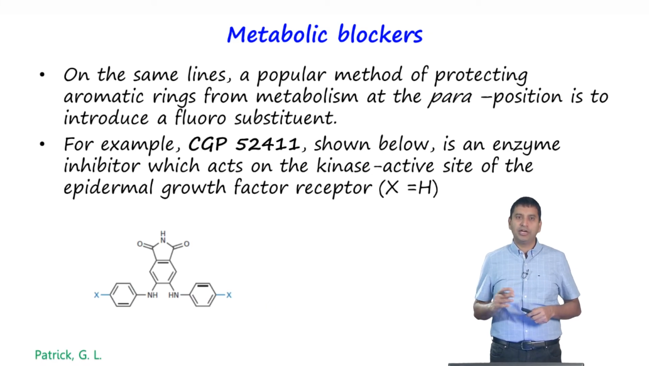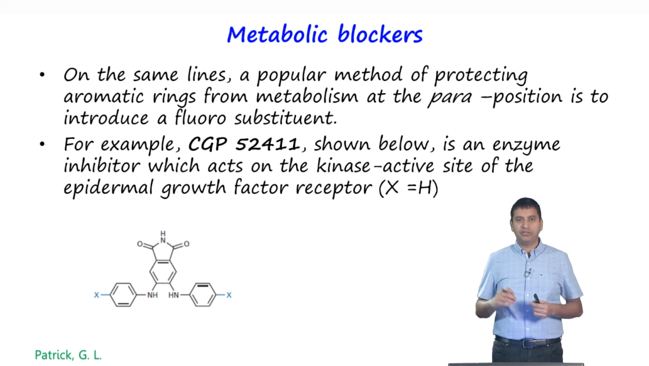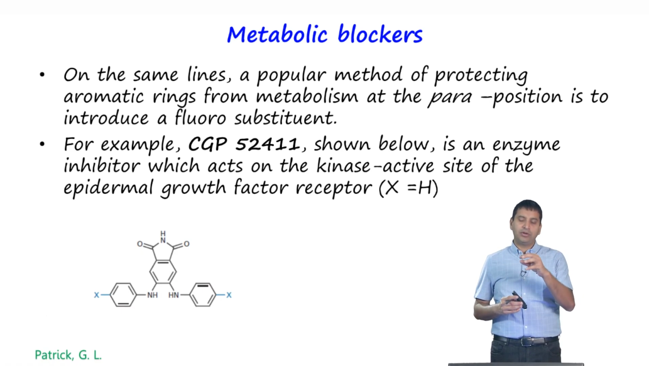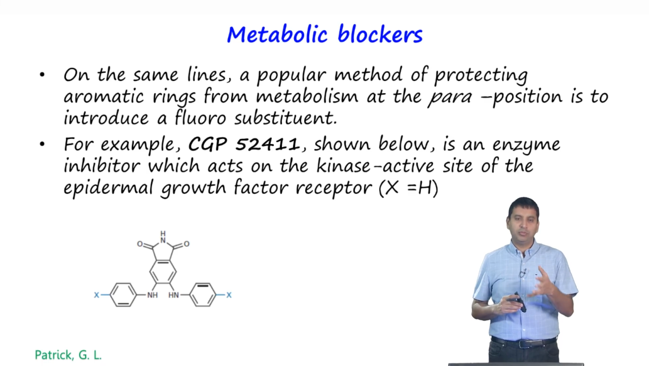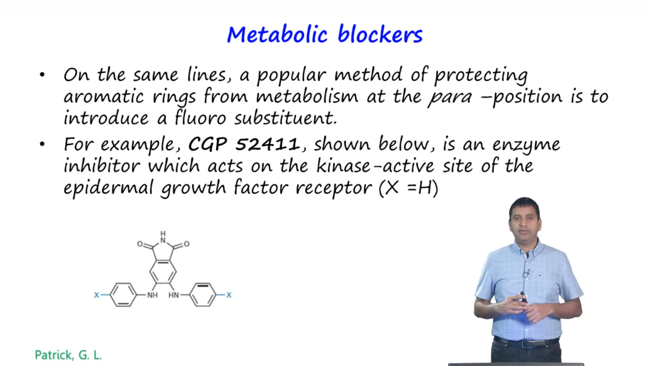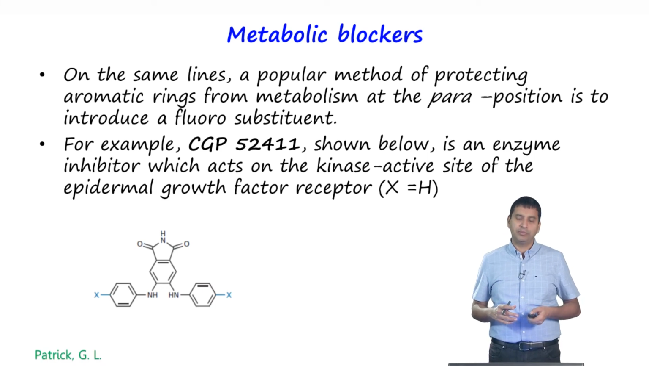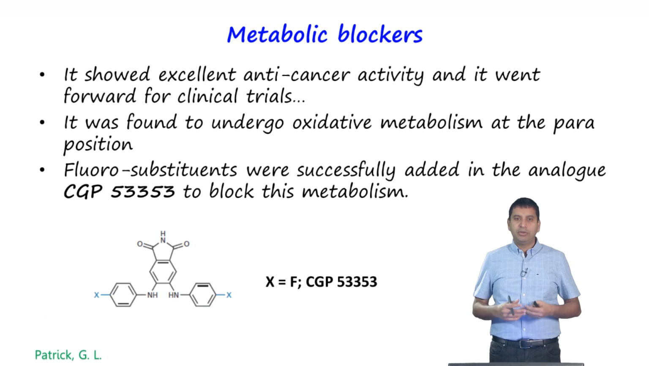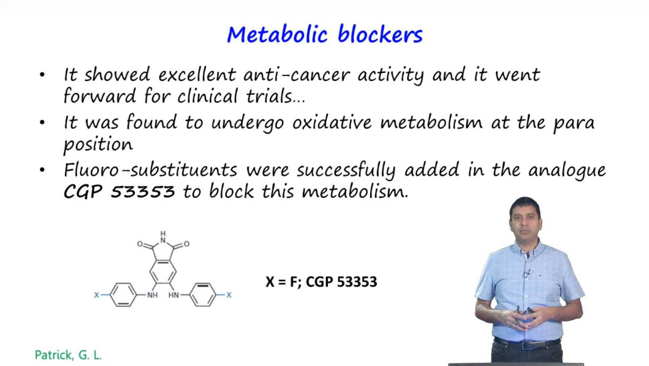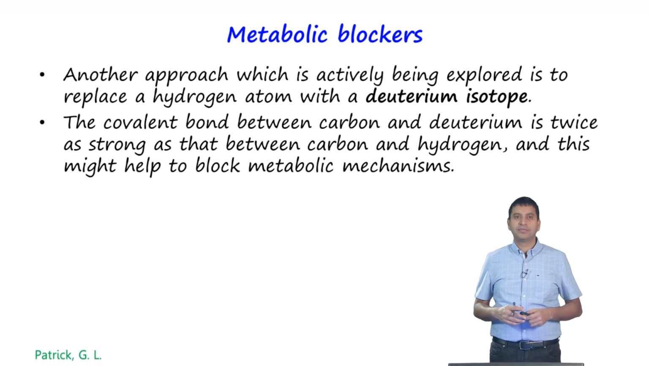On the same lines, a popular method of protecting aromatic rings from metabolism at the para position is to introduce a fluoro substituent. In our previous ADME discussions, we have seen that aromatic rings with a substituent on them are particularly prone to oxidation at the para position. So, we can introduce a substituent in the para position to prevent this from happening. The example here is CGP52411, which is an enzyme inhibitor and acts on the kinase active site of the epidermal growth factor receptor. Here X is hydrogen, but when you replace it with X equals fluorine, you have a pretty interesting molecule because it has the same anti-cancer properties as the parent compound, but it does not undergo the oxidative metabolism that the parent compound undergoes.